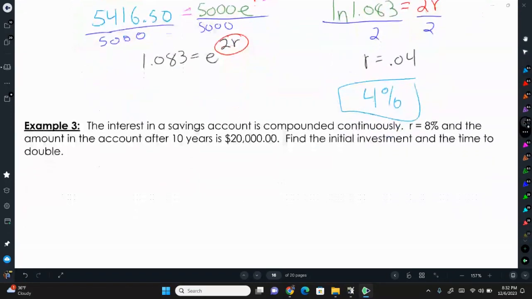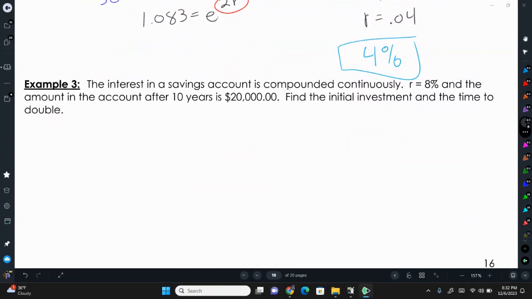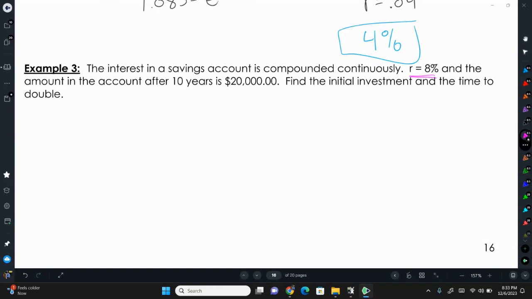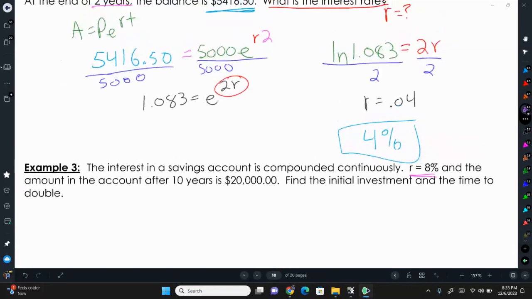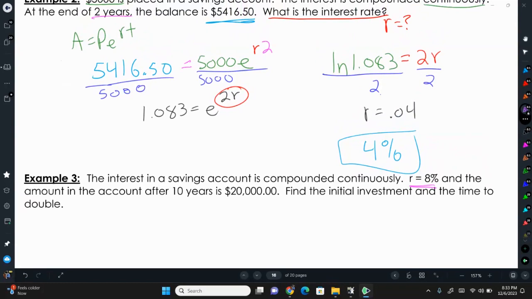Right, then example 3, the interest in a savings account is compounded continuously. R equals 8%, and the amount of the account after 10 years is $20,000. Find the initial investment and the time to double. Okay. So this is a two-part problem because it says find the initial investment first, and then how long does it take to double? So for the initial investment, it's going to be just like what we did up here, but instead of trying to find R, we're trying to find P, what we started with.